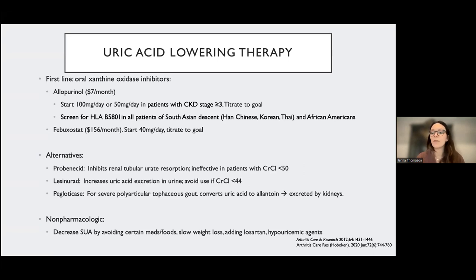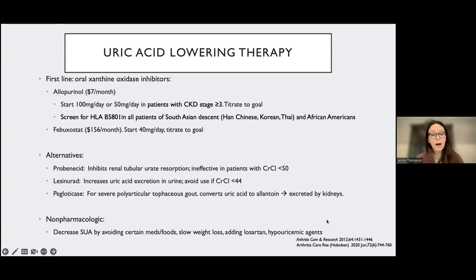And there was a paper, I think it was from the 80s, that sort of gave allopurinol a bad rap in patients that have CKD. But the truth is we use allopurinol in all of our patients, including those with CKD, including those with ESRD. We use allopurinol. It's a very good medicine.